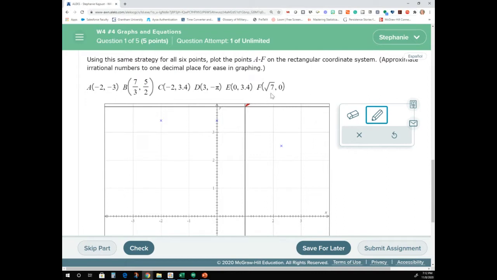And then F. So F we have for the x value, the square root of 7. So you need to put that on your calculator. And that gives me 2.645751311, and it just keeps going. So I need to round to one decimal place, and that comes to 2.6. So I'm going to make sure that my x is at 2.6. So I need to move 6 over from 2. 1, 2, 3, 4, 5, 6. And then the y value is 0, so I'm not moving up or down. So that's where my point is.